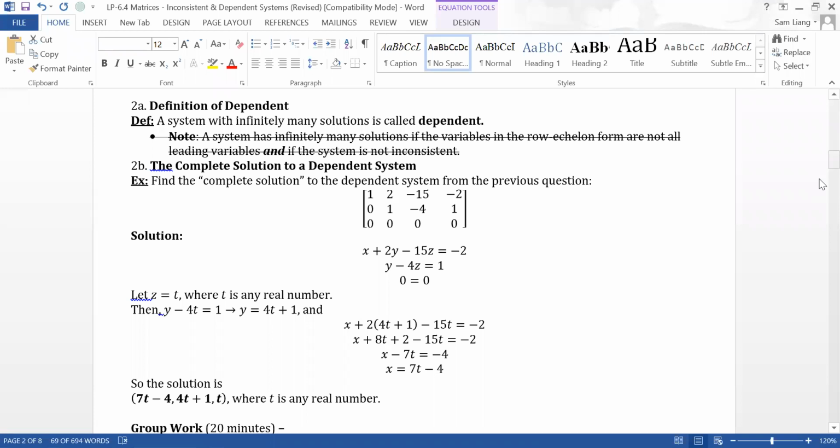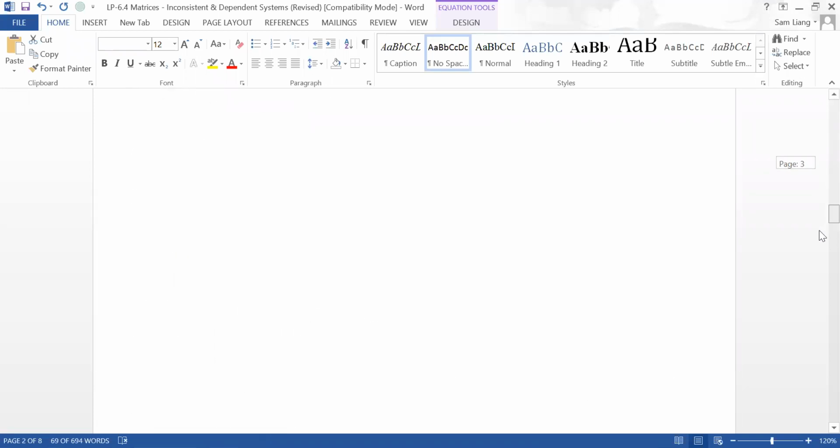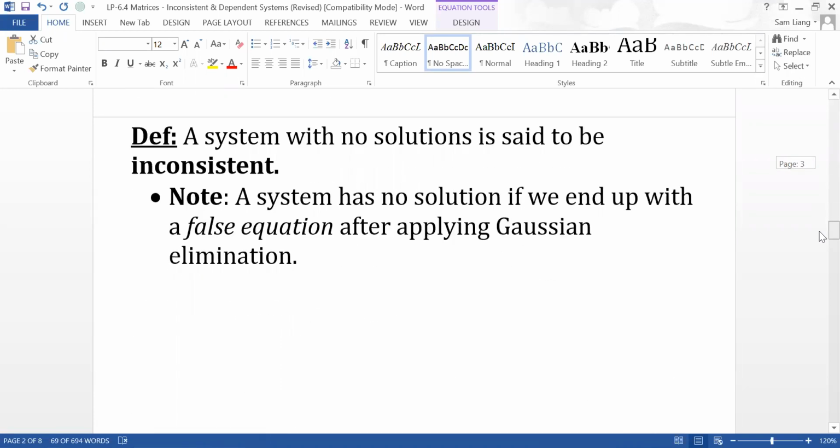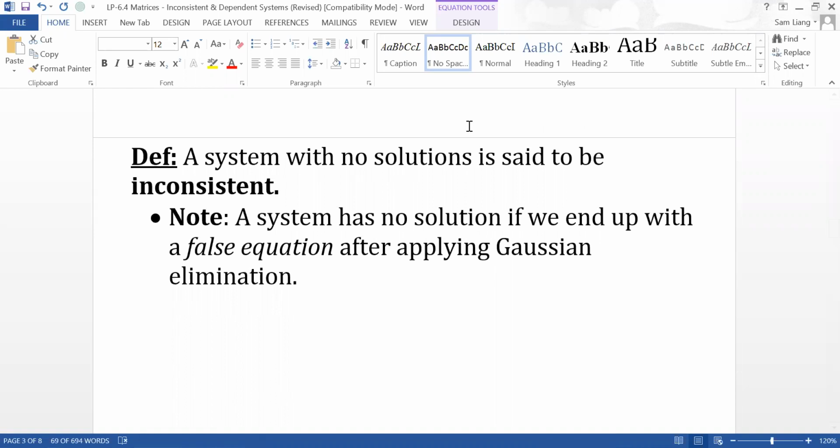For now, though, let me scroll down to the solution of inconsistent. All right, can I get a volunteer to read this definition for us, please? All right, I can read.